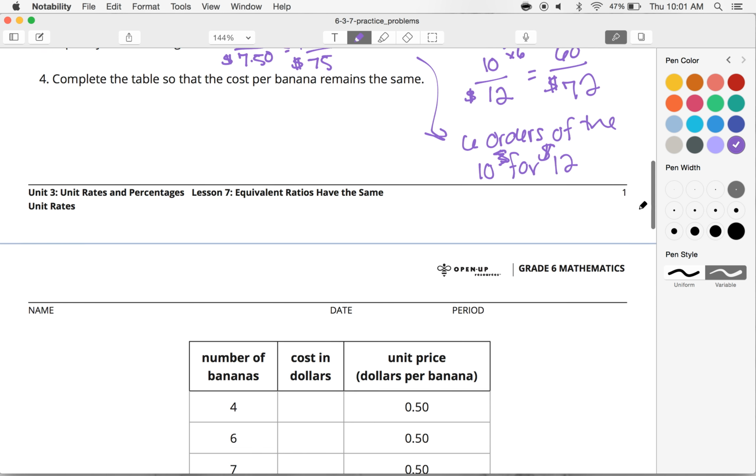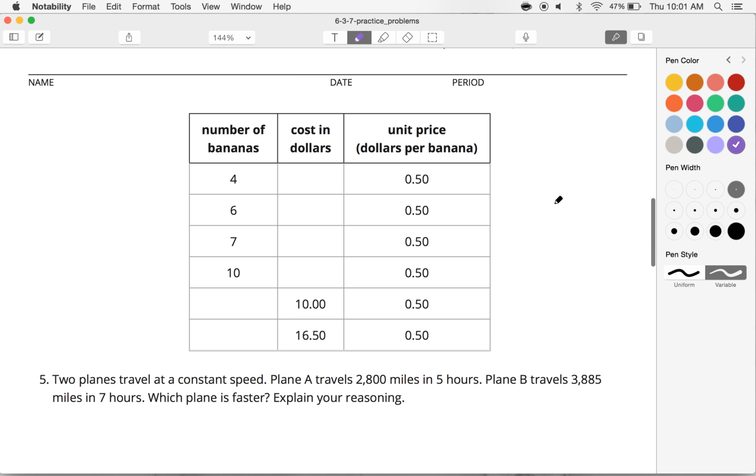Okay. Complete the table so that our unit price stays the same. Okay. So I have 4 bananas. It would be $2. $3, $3.50, and then $5. How do I get to that? I get from 10 to 50 cents, it's going to be 20 and 33.